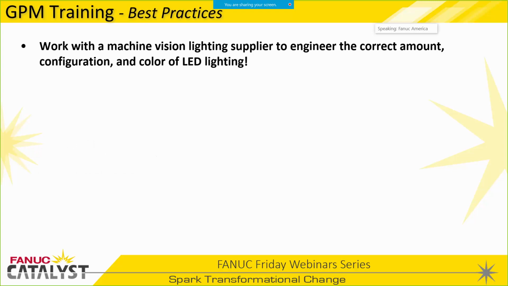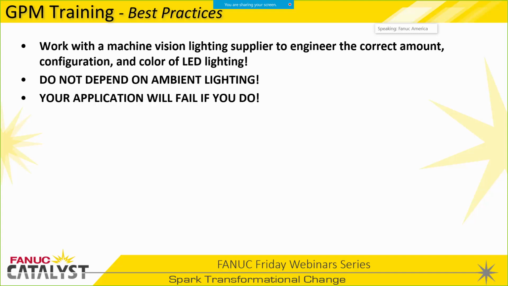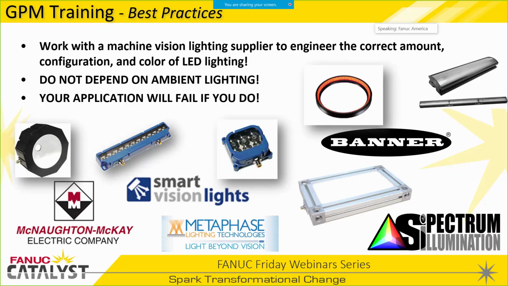I would like to say this before, as a lead-in for any iRVision application: you want to work with a machine vision lighting supplier to engineer the correct amount, configuration, and color of LED lighting. You do not want to depend on ambient lighting for your application. If you depend on ambient lighting, then your application will most likely fail. Machine vision requires dedicated lighting, and all applications are different. There's no silver bullet when it comes to lighting.